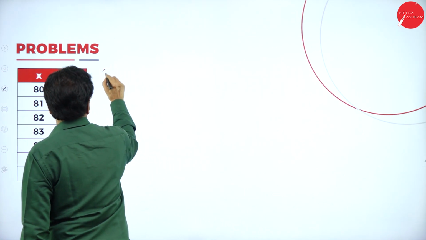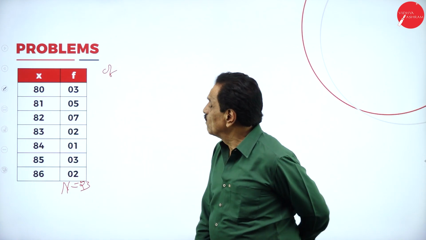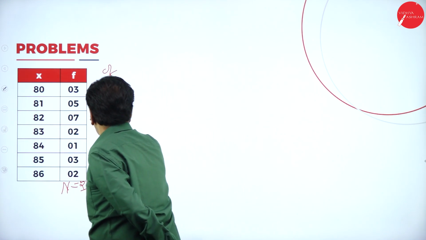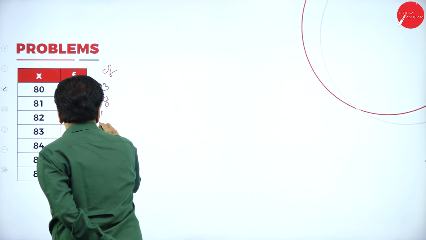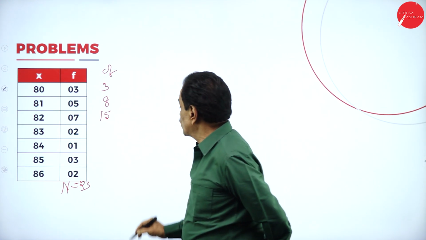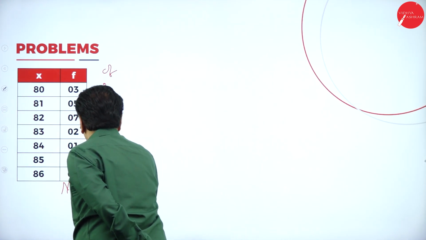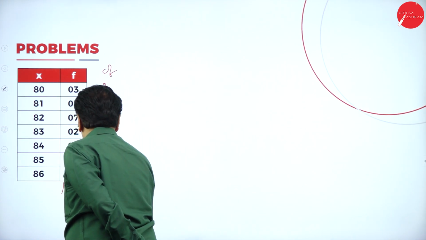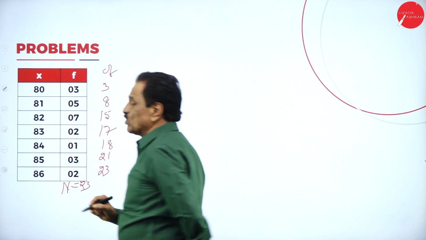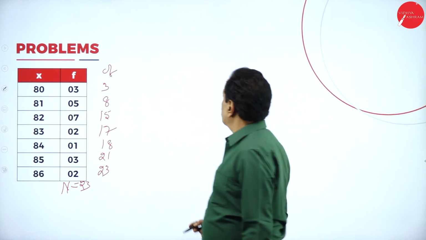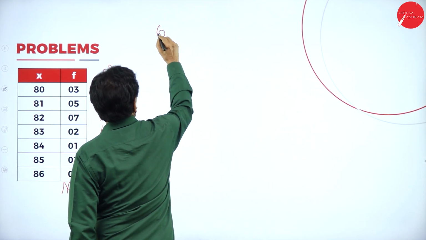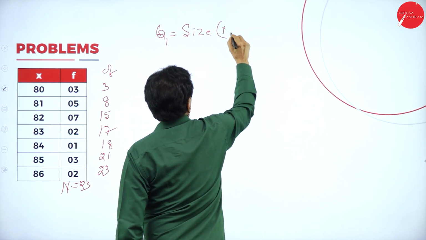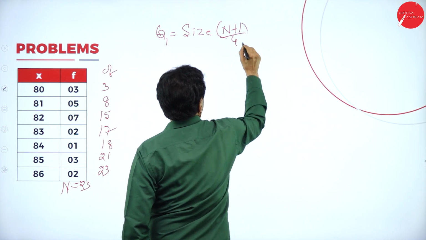Make the CF, cumulative frequency. For the first number, 3. Plus 5, 8. Add 7, 15. Add 2, 17. Add 1, 18. Add 3, 21. Add 2, 23. What's the total number of frequency? 23. Apply the formula. Q1 is equal to the size of (n plus 1) divided by 4th item.